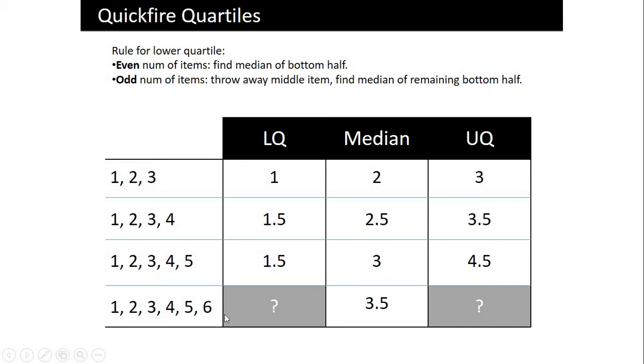For the values 1 to 6, as an even number of values, we're going to split the data in half. So now we're going to find the median of the values 1, 2, 3, so the median will be 2, which will give us the lower quartile value. And then we're looking for the median of the numbers above, so our upper quartile will be 5.